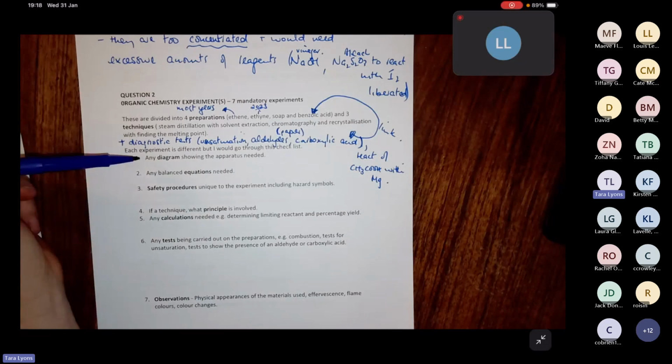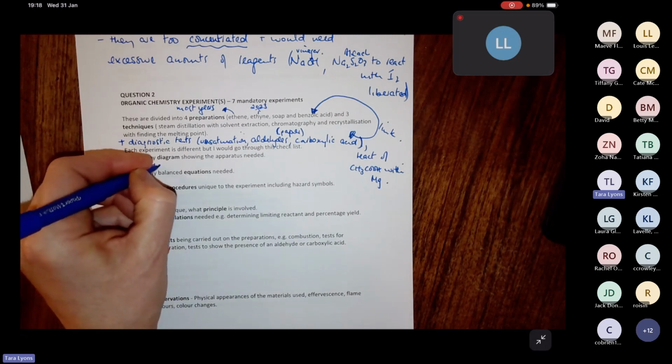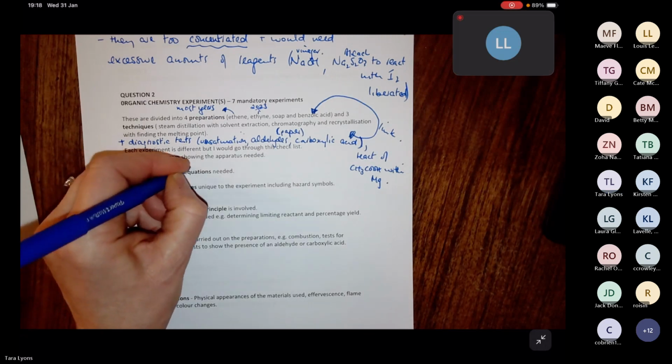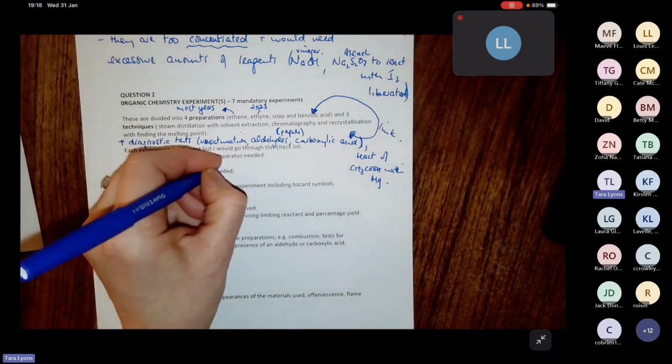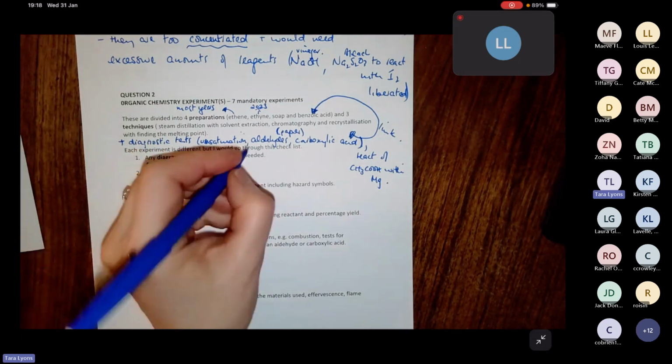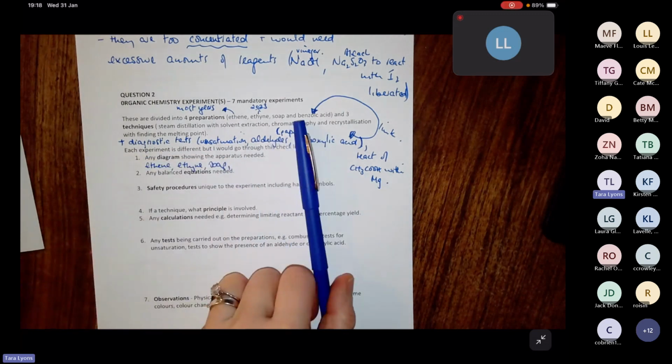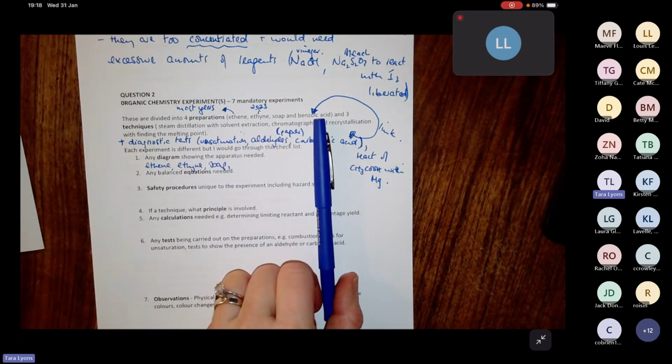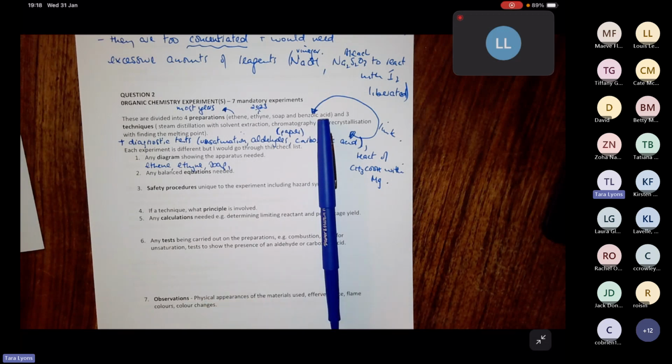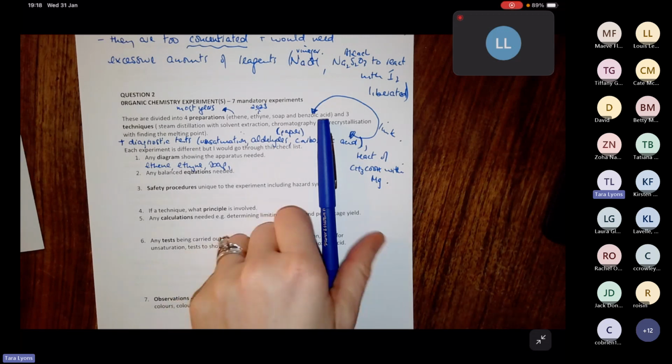If there's a diagram showing the apparatus, I need to be able to draw it. So any diagram showing the apparatus, I need to be able to draw that. Especially the ethene, ethyne, soap, because you've got both reflux and distillation. Benzoic acid preparation happens in a conical flask. There's nothing really that they can ask you to draw there. It's a conical flask sitting on a heating mantle. It's not that complicated, so that would be unlikely.